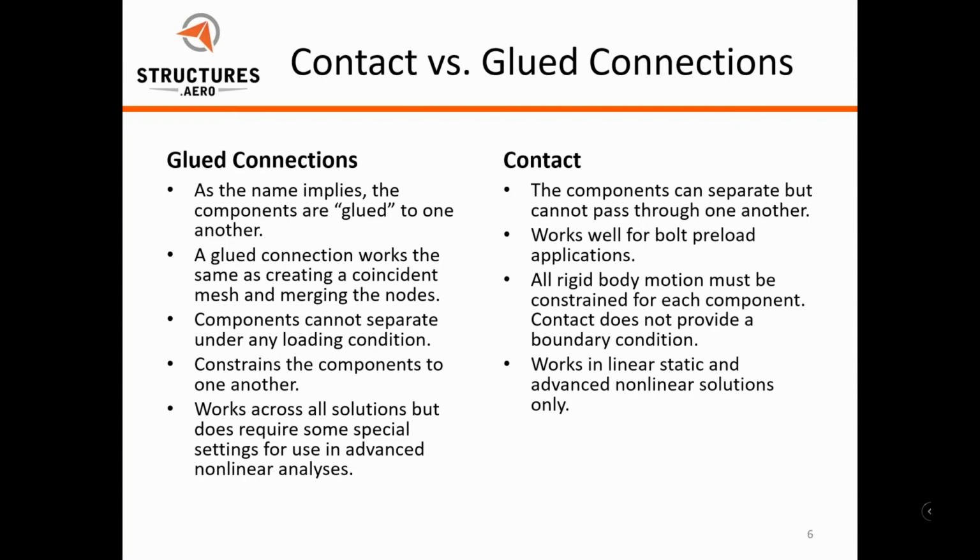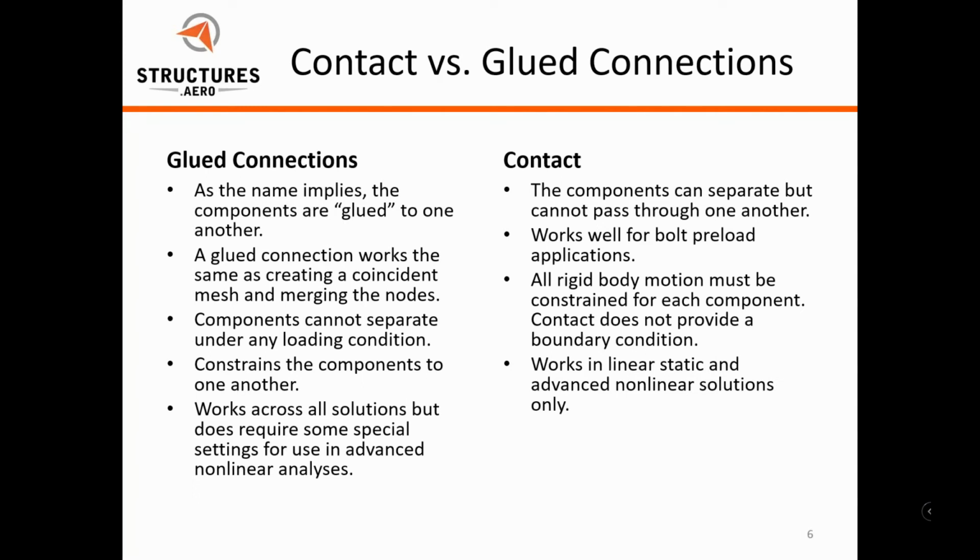Okay, so a few of the differences here are the features of each, and the webinar is not about glued connections, so we're not going to go too deep into that other than seeing what it looks like. As the name implies, the components are literally glued together. It does not have to be a coincident mesh. It's going to work pretty much the same as creating a coincident mesh and merging the nodes. And I'm going to show you an example of both, just the results.